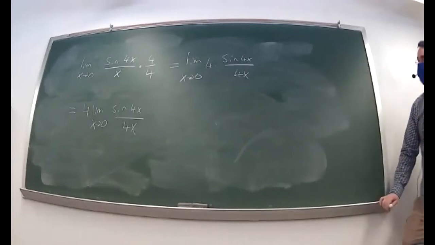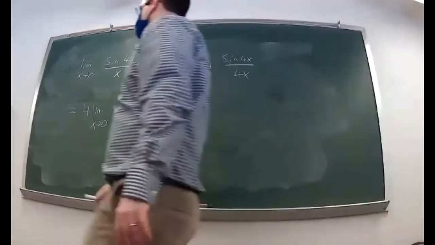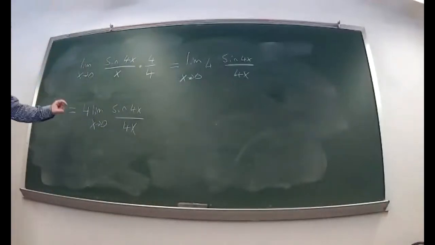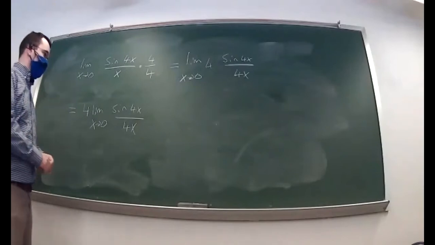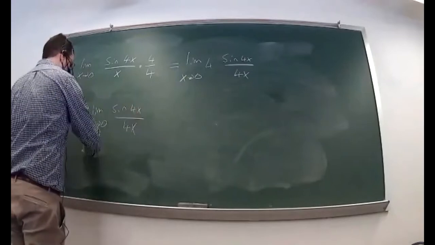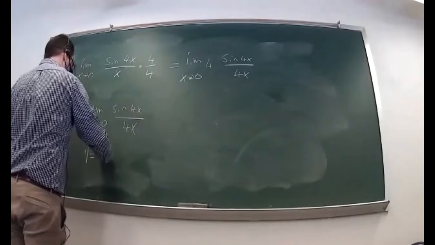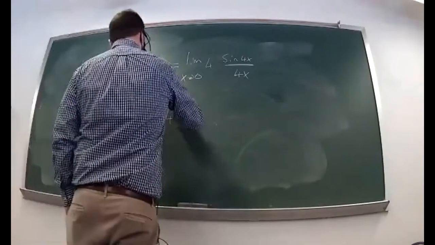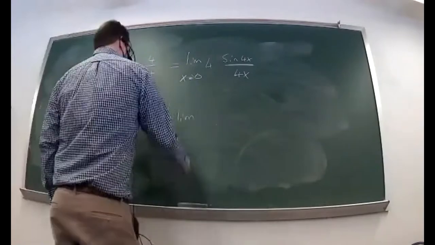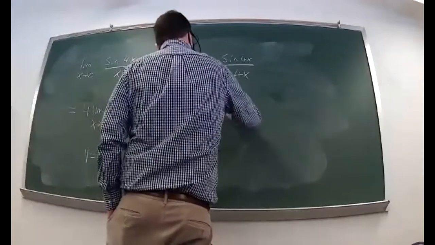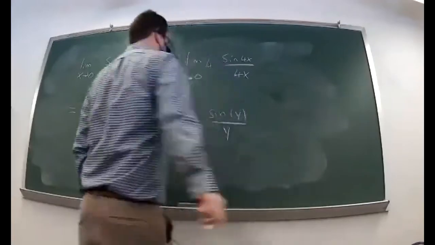So for me, I'm thinking, well, I know that if I had sine of something over something, then as that something goes to 0, the limit is equal to 1. And that's making me think, well, maybe I could make a substitution, like y equals 4 times x. And now I've got 4 times the limit as x goes to 0 of sine y over y.